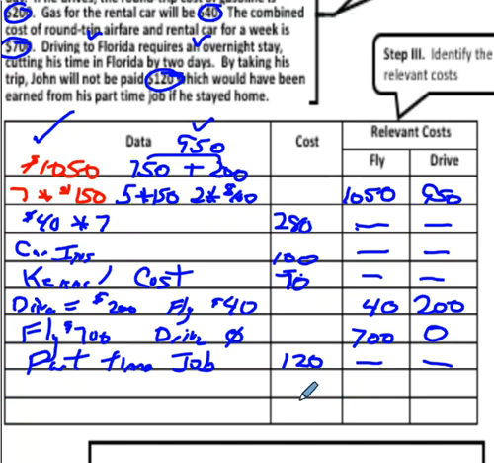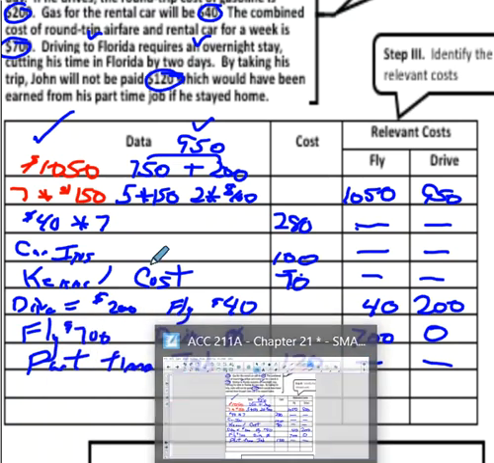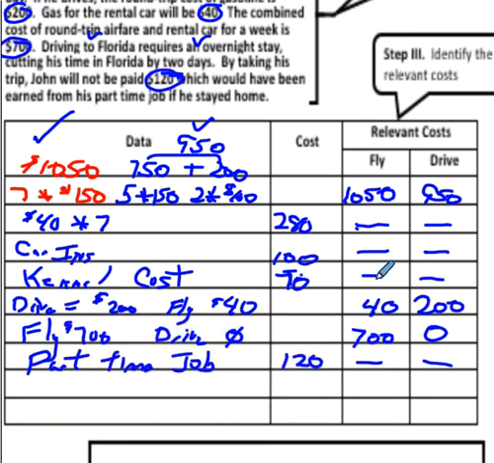Okay, so now we've taken a look at all the costs. Now it's a matter of going ahead and analyzing the relevant costs. The first thing is that if John flies, the relevant costs of that decision include his $1,050, the $40 for the gas, and the $700 for the flying portion. So that comes out to a total of $1,790 in relevant dollars to that decision.